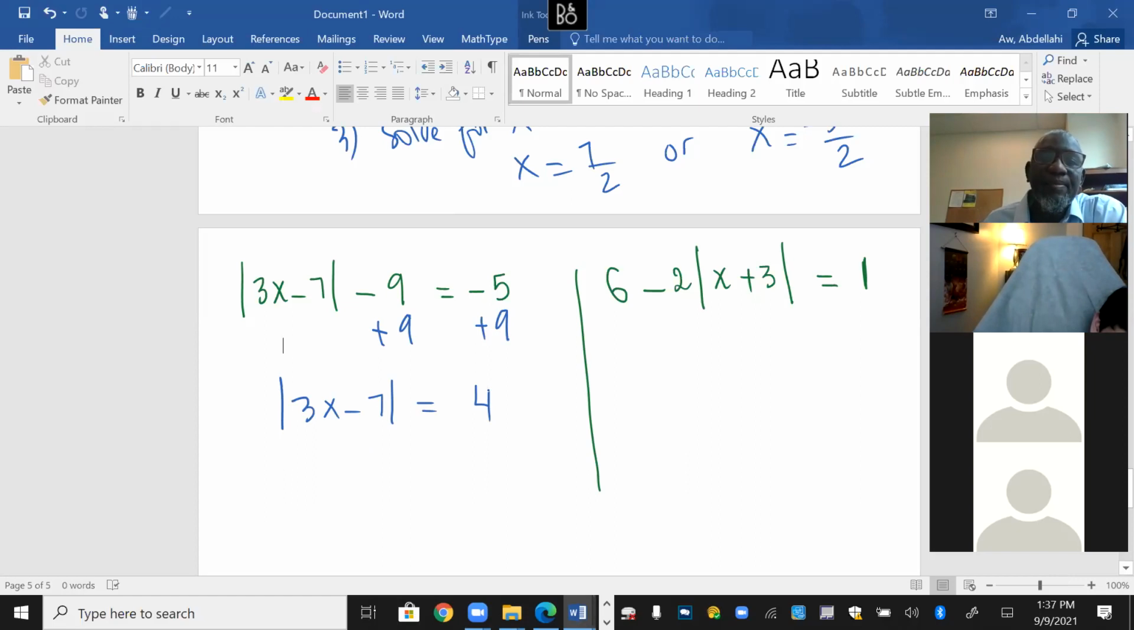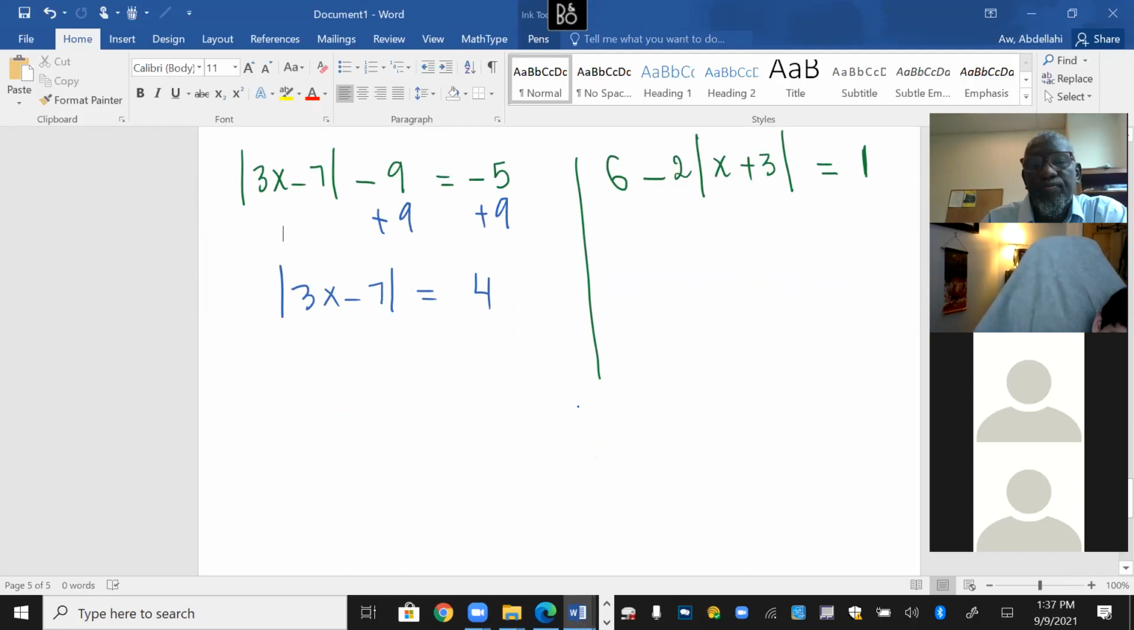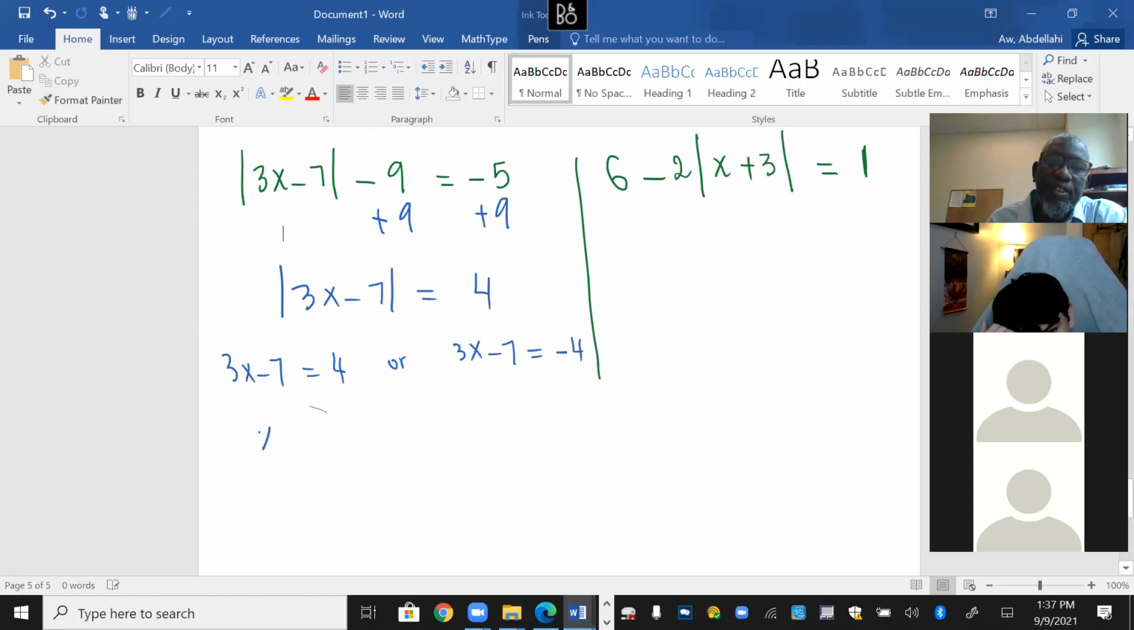After that, I'm going to break it down into 2 different equations. The easiest way to do it again is 3x minus 7 is equal to 4, or 3x minus 7 is equal to -4, right? Once we get to this step, we're almost done, but you don't stop right here, you still have to solve it. We get x equal to 11/3 for the first one, and the second one, x equal to 1. Thank you.